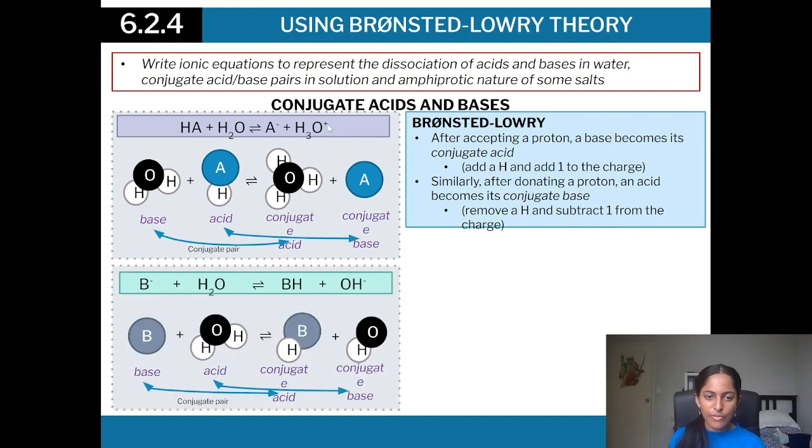And similarly, if you have your standard reaction where you have a base reacting with water, water in this case is acting as an acid. If it donates its proton to the base, you get your conjugate base over here as OH minus, and the base accepts a proton from the water, so therefore you get a conjugate acid, BH plus, being produced. So that's how it works. It's always going to be pairs of an acid and a base.